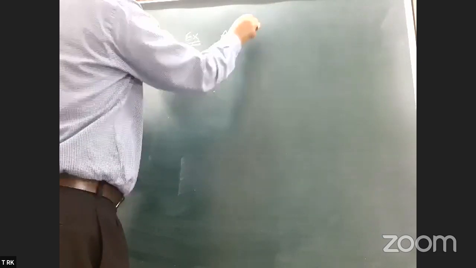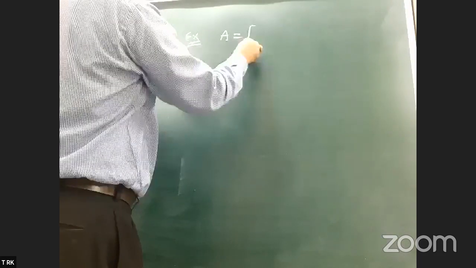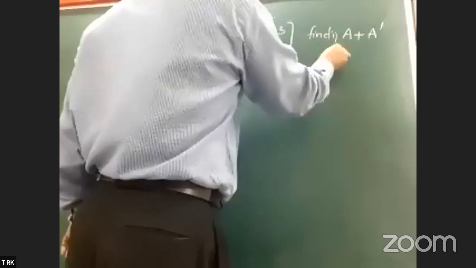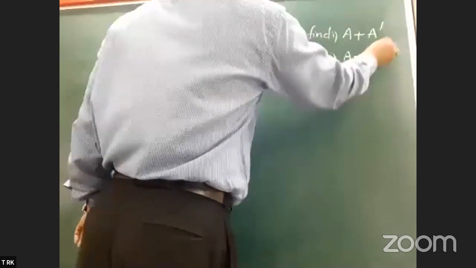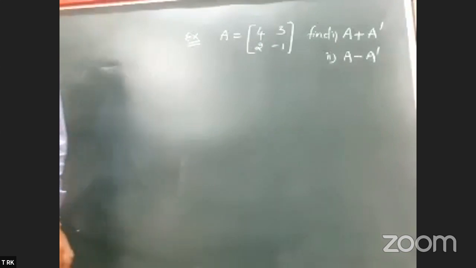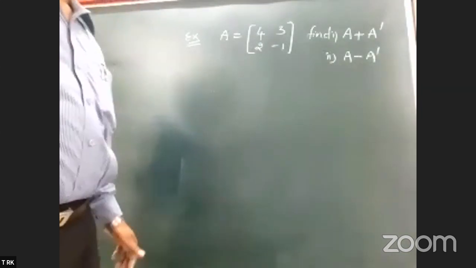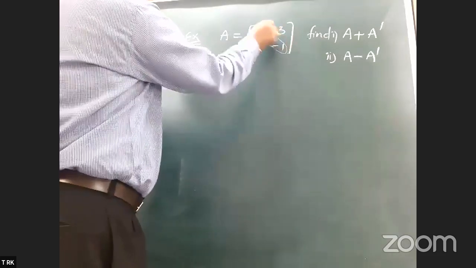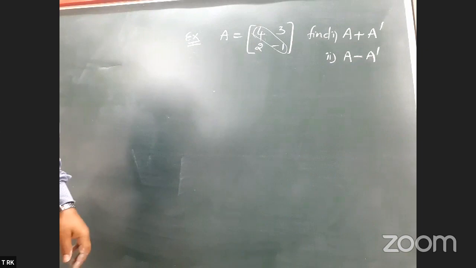Try to solve this example. A is equal to, find out this thing, 4, 3, 2, minus 1. Find A plus A dash. Second, A minus A dash. A is equal to 4, 3, 2, minus 1. Find A plus A dash and A minus A dash.